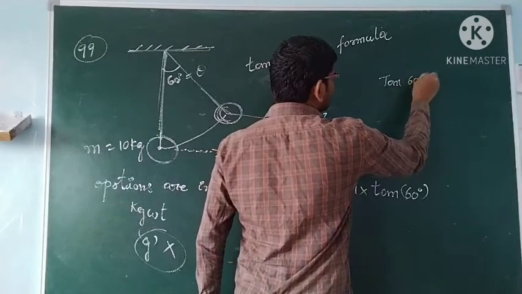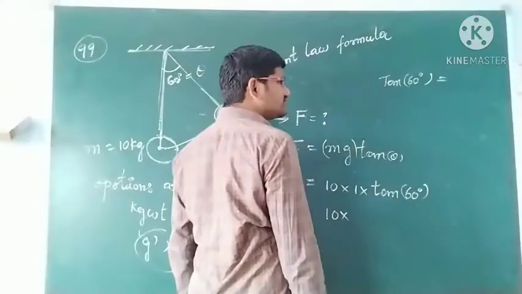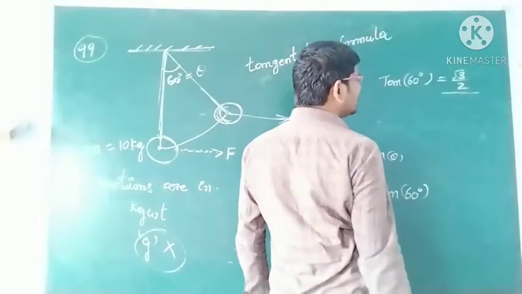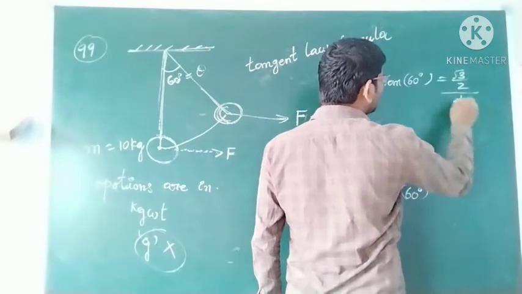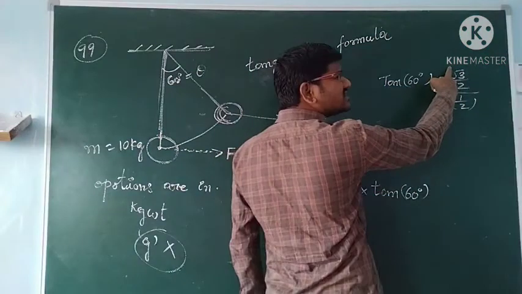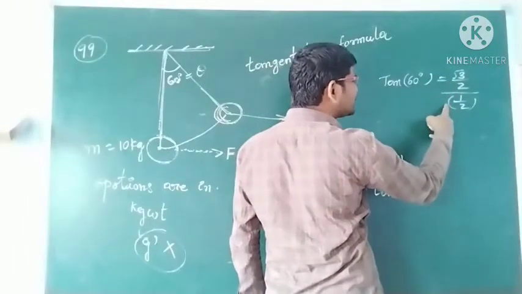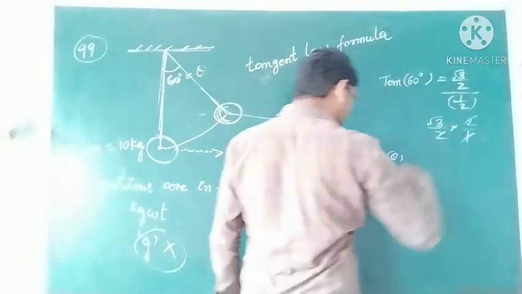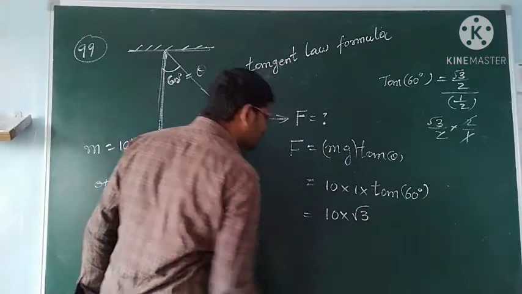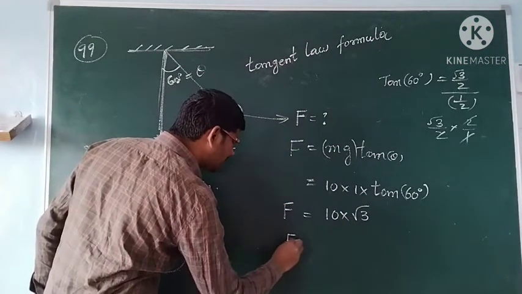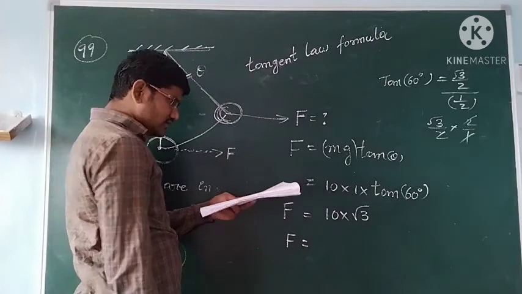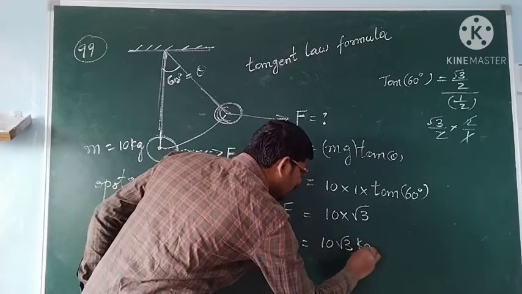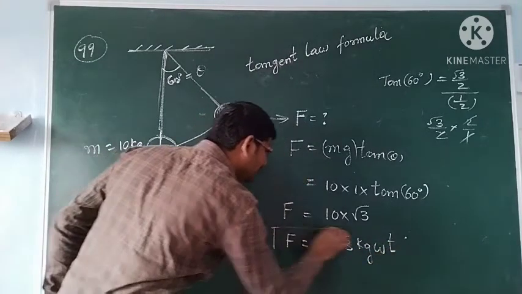So the tan 60 degrees value: sin 60 by cos 60. Sin 60 is root 3 by 2, and cos 60 is 1 by 2. What will you get? Root 3 by 2 by 2 by 1. This 2 gets cancelled. The tan 60 degrees value is equal to root 3. Then F is equal to 10 root 3 kilogram weight. So the value of F is equal to 10 root 3 kilogram weight.